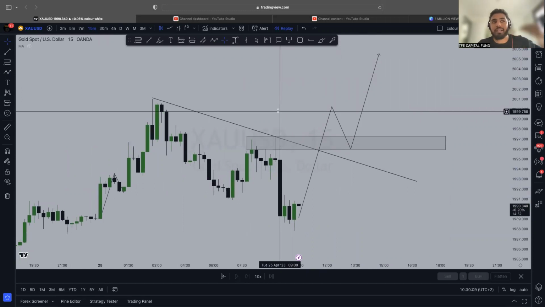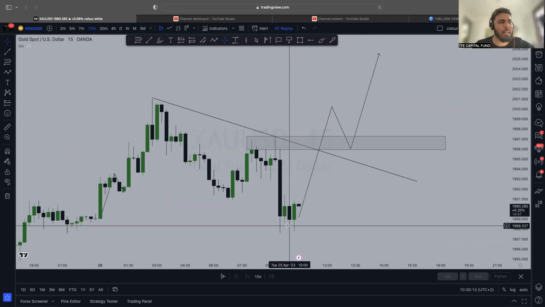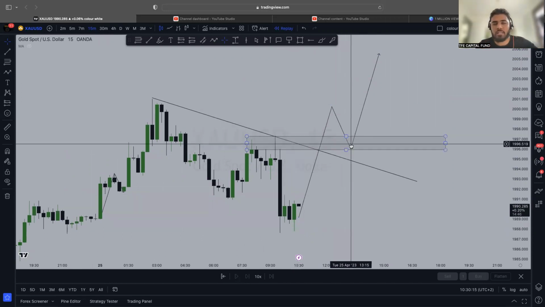Now, with that being said, the market is down, so we're looking for continuation of sells. But if the market does want to impulse through here and give a retest here, then we're looking for the buy.